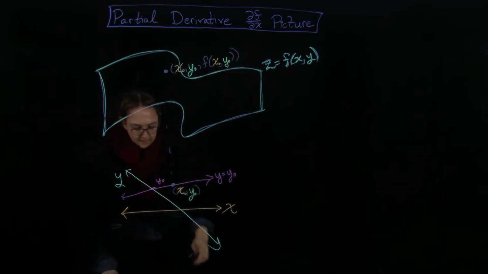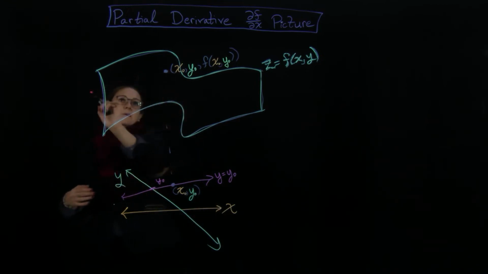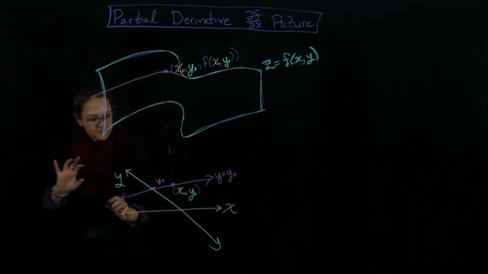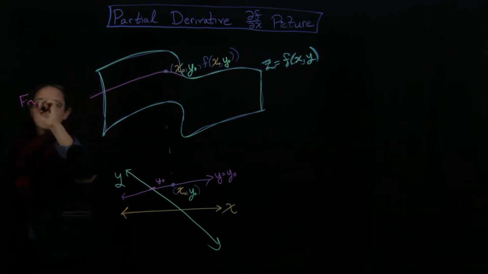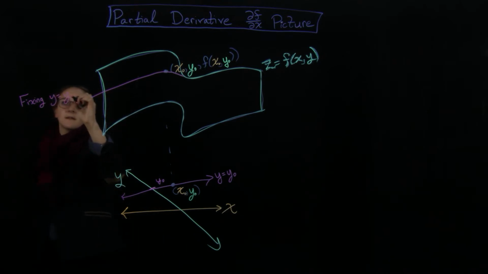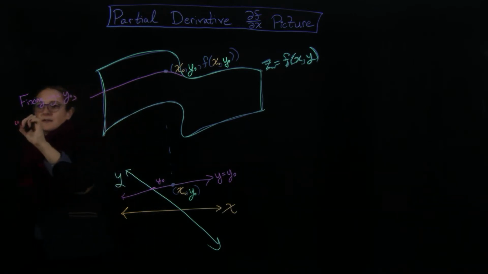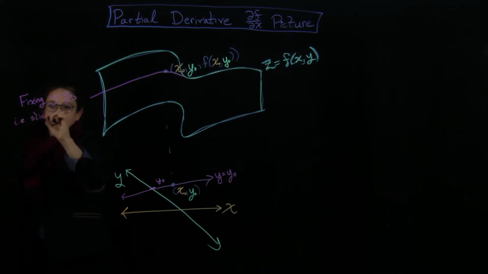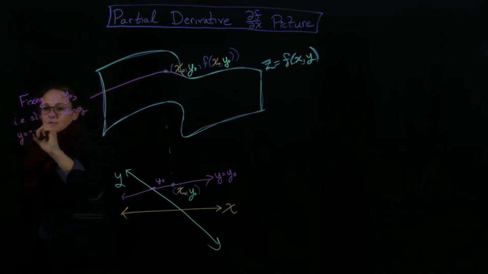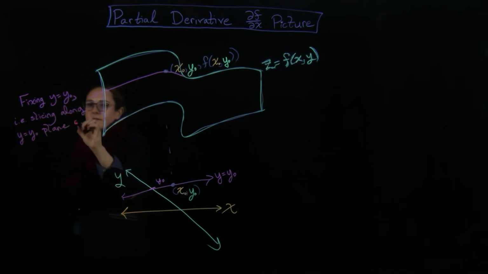Okay, and then this curve here, you can imagine I came up and sliced through here, and maybe this is going to look like this. So this is going to be curved. This is what we get. So fixing y equals y naught, i.e. slicing along the y equals y naught plane, gives this curve.